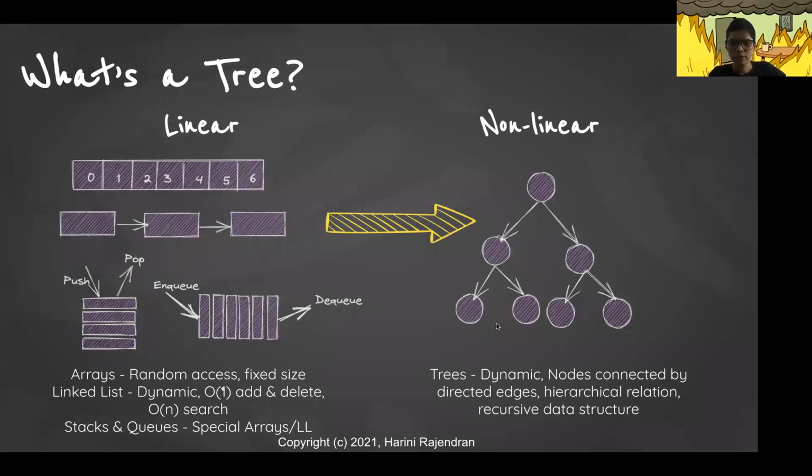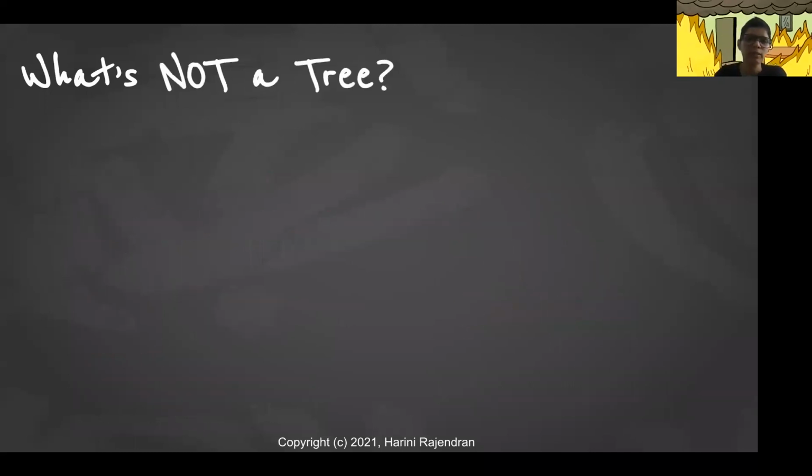So just to recap, a tree is nothing but a collection of nodes that are connected to each other in a hierarchical relation. And it's a recursive data structure, and it's also dynamic in nature. So we have seen what a tree is. Let's see what not a tree is.